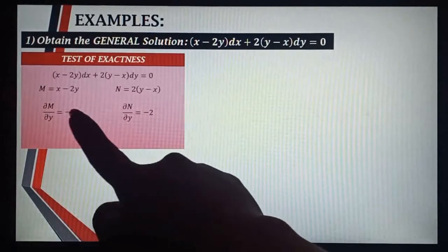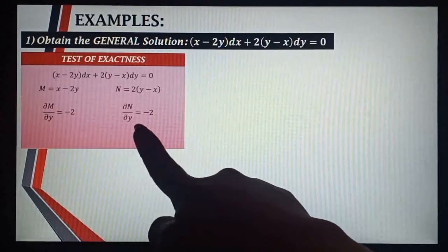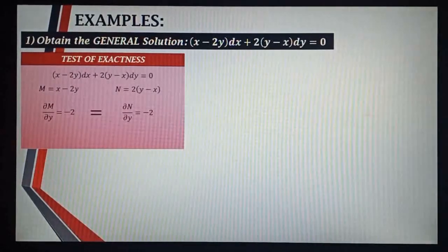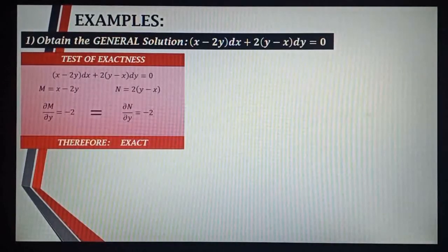So, the partial of m is negative 2. Then, the partial of n is negative 2 also. Therefore, they are equal. So, kapag equal sila, the equation is exact. So, we will use the exact equation solution.